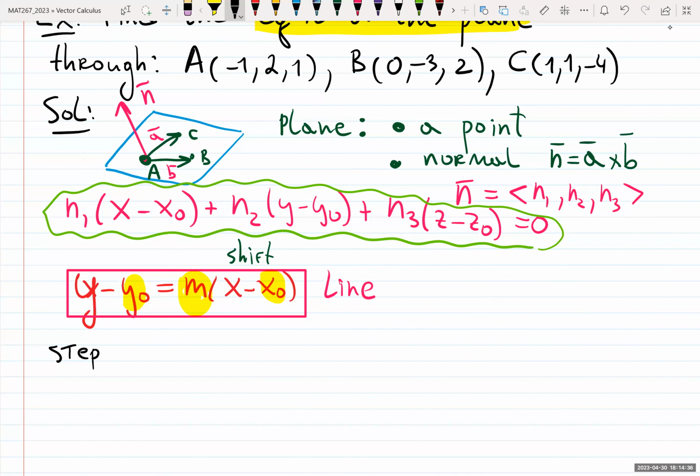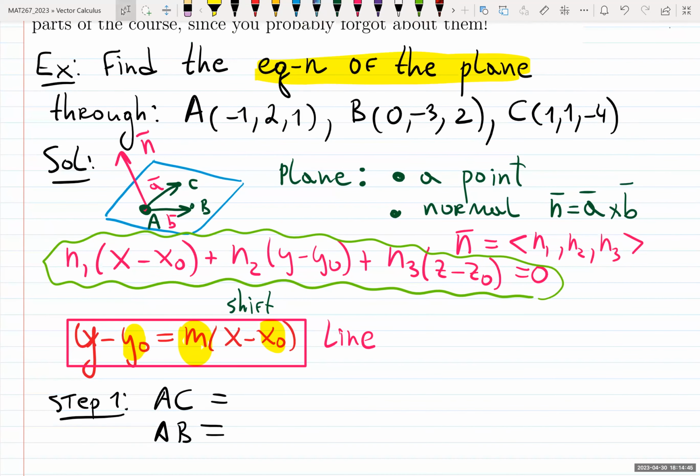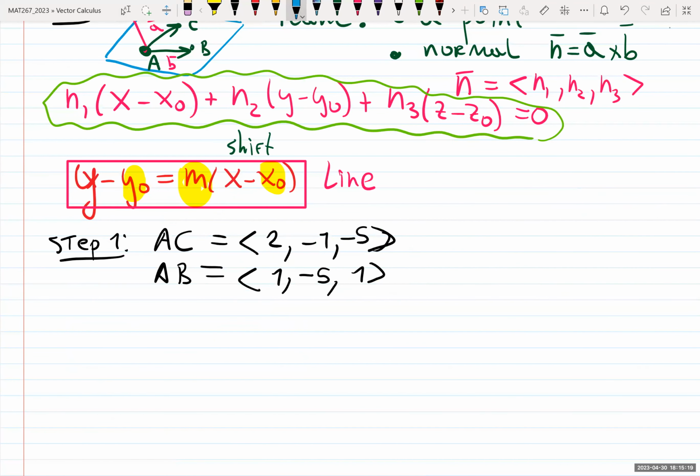So step 1, I don't have those two vectors. I need to create AC and AB. You do tail minus the origin. So AC, which I call B, for example, it doesn't matter, will be 1 minus minus 1, 1 minus minus 1. That is, remember, a vector: 2, then minus 1, minus 5. I'm skipping this because I think you remember how to do that. AB is 0 minus minus 1, that's 1, minus 3, minus 2, that's minus 5. And then 2 minus 1 is 1. Nice. Like so. Now you create N.